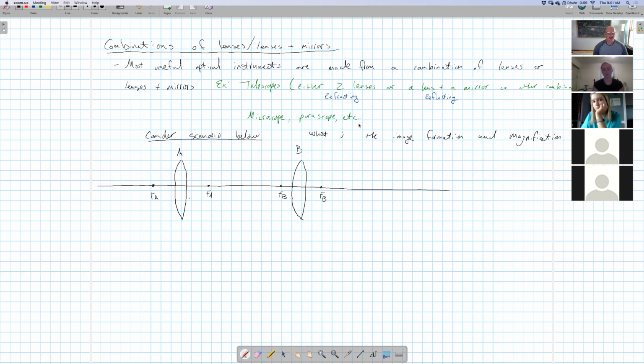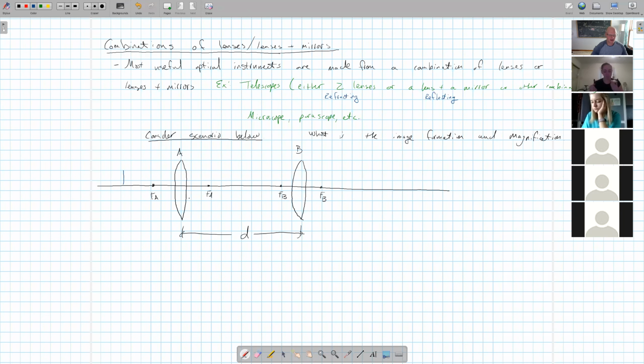Here we can have all kinds of different possibilities, but let's consider a scenario down here. We want to know the image formation and magnification of the image created by, in this case, two converging lenses, which are separated by some distance d. So this is my distance d between the two. I know you already saw this in lab, but let's formally talk about it. Let's say I put an object here, and I want to know, where does this thing actually show up?